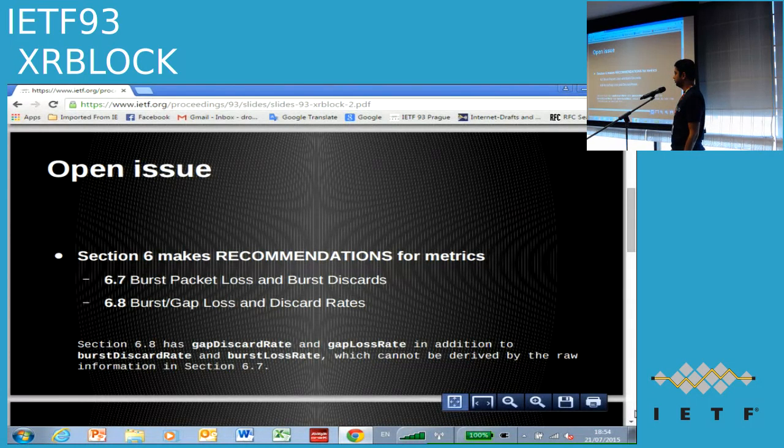On the other hand, since it's a recommendation, we're not saying must do this. I don't feel strongly; we should err on the side of caution, or I think we can have both, as they're not terribly long lists, and if people find it useful, they'll implement them. Because it's a recommendation, we can actually argue why we put both: the argument is that it's not a derived metric, but it lives by itself. I mean the burst gap loss and the discard rates live by themselves and cannot be derived.